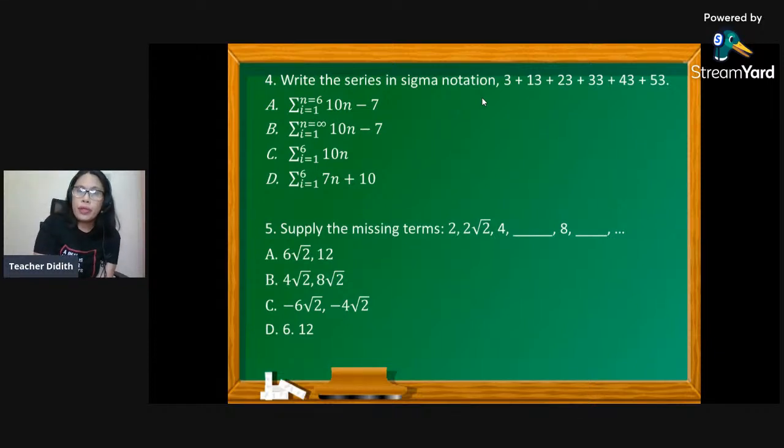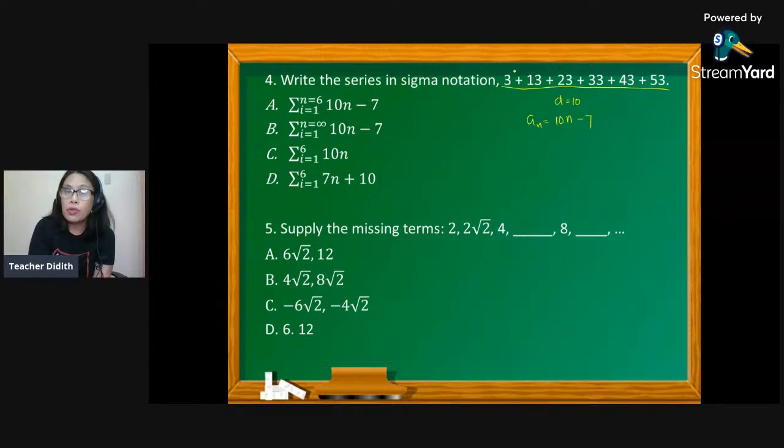Before we summarize this into sigma notation, we have to identify the pattern for this one. Obviously, you will agree that the common difference is 10. So we'll start with 10n here, and then we compare 10 times 1, which is 10, to 3. They're not the same, definitely. So what value are we going to add to 10 times 1 for us to come up with 3? If we subtract 7 from 10, that will be 3. So this is 10n minus 7.